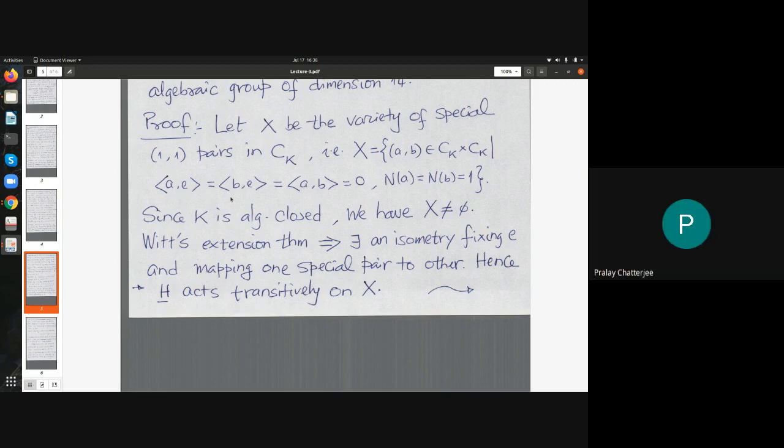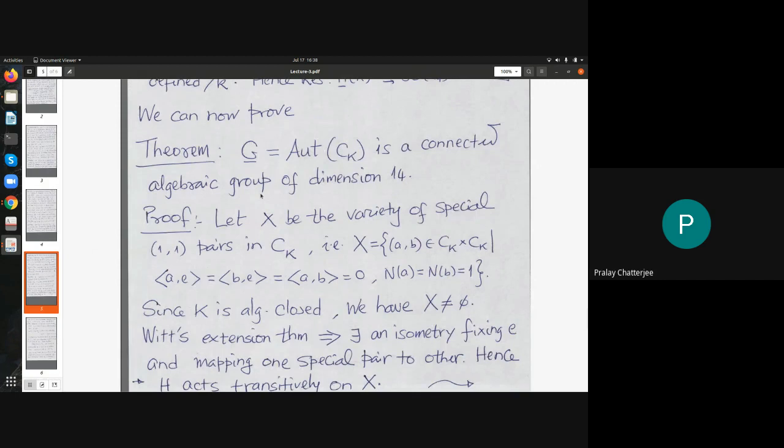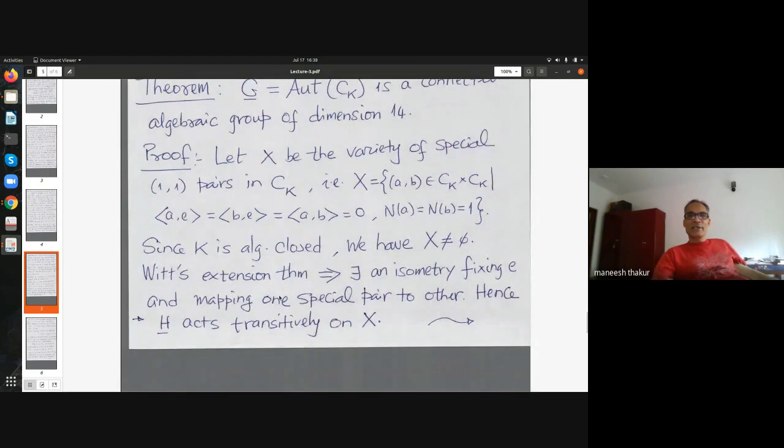Manish, can I see the statement of the theorem? Yeah, just that G lower bar is... Ajay, you want to prove that this is connected? Yeah, so we will just use the fact that it acts transitively on this variety and then calculate stabilizers and go modulo that. That's the idea.